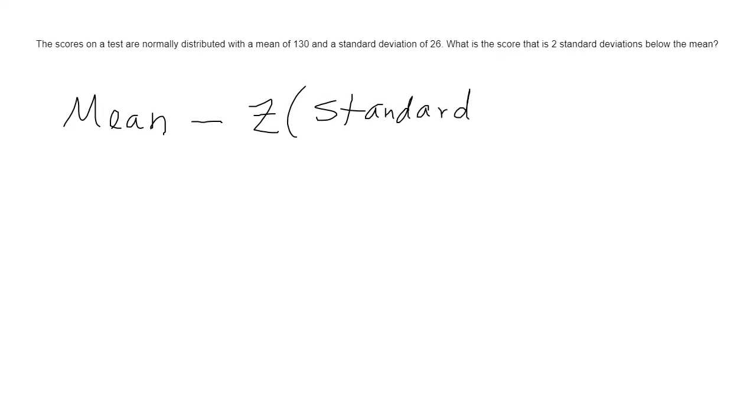Now in this next problem, we're still going to have our mean to start off with, but this time we're going to subtract the z-score times the value that's given to us for the standard deviation. Now the reason I'm going to subtract in this one is because it says below the mean. So anytime it says below the mean, go ahead and subtract.